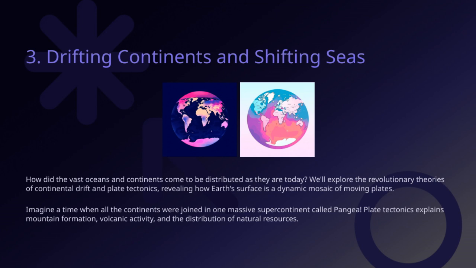So, how did these vast oceans and continents come to be distributed as they are now? Well, that's where the revolutionary theories of continental drift and plate tectonics come into play. These theories reveal that Earth's surface isn't static. It's a dynamic mosaic of moving plates. Think of Earth's crust as a giant jigsaw puzzle made up of several large and small pieces.